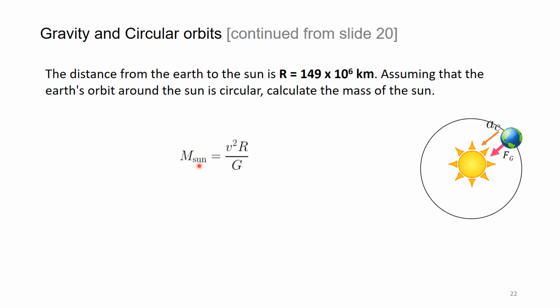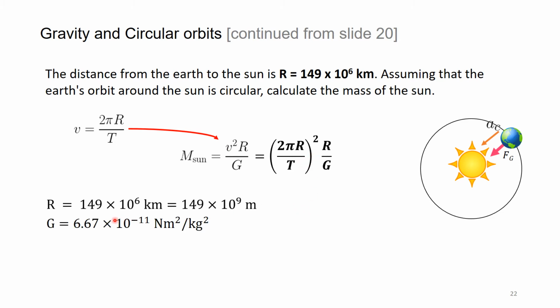This is the equation we established for finding the mass of the sun, where it has the term v, which is the speed of the earth. And we established that the speed of the earth is given by 2 pi r over T, because it's moving in a circular path. So we replace the v squared with (2 pi r over T) squared in the equation. Then let's plug in our numbers.